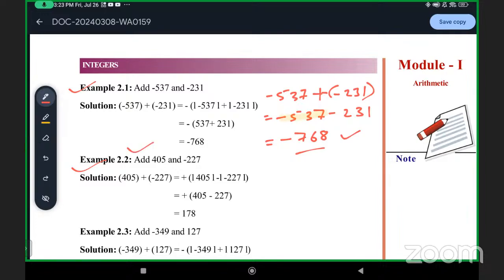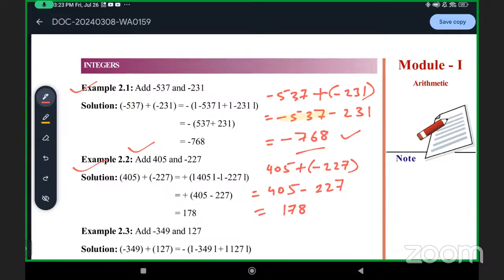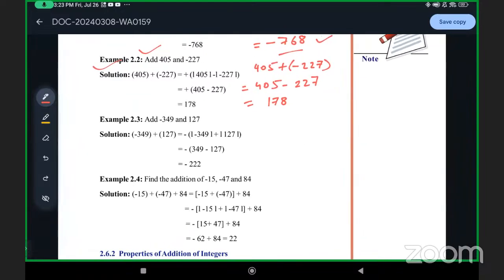Next one is add 405 and 227. So it becomes 405 plus minus 227. Now 405 plus minus is minus, so directly subtract: 178. The bigger number 405 is positive, so we will put 178 positive. Similarly, you can check out examples 2.3 and 2.4.